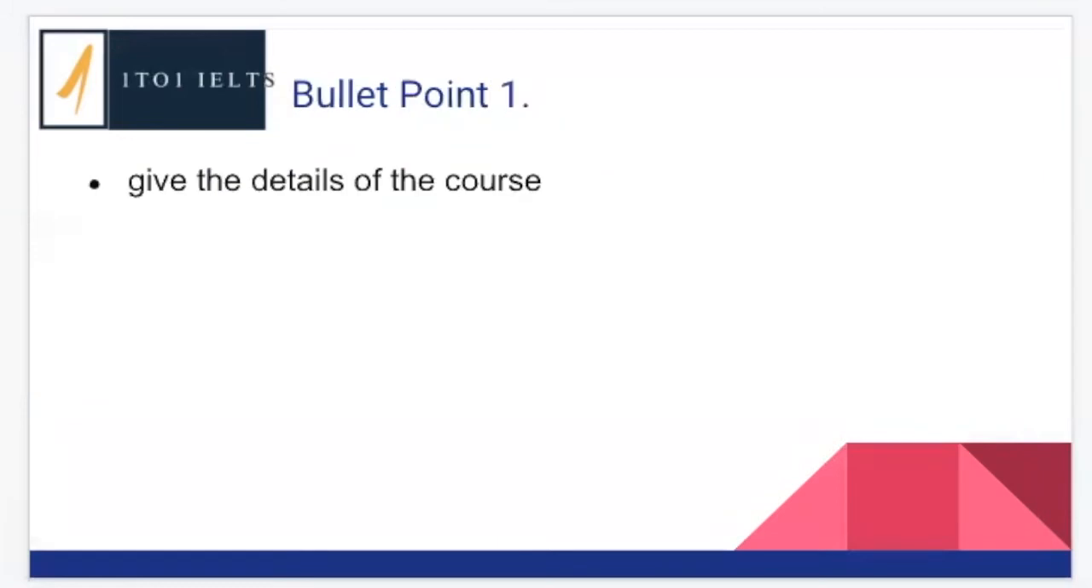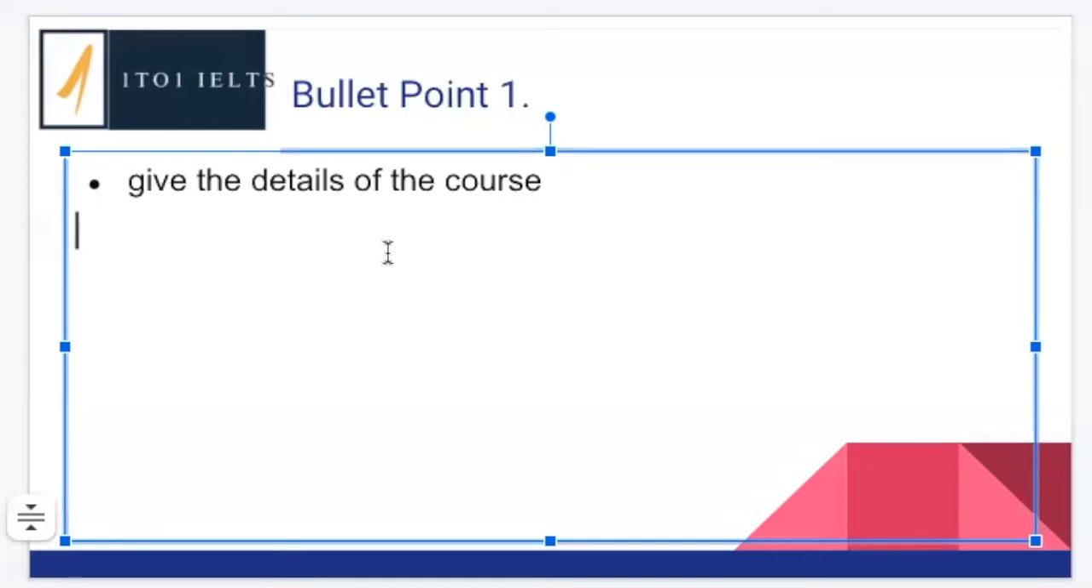Great. So let's move on and have a look at bullet point 1. And thank you for bringing that up, Revan, because it's these small little details that sometimes I think myself and other teachers might overlook because we're just like, oh, yeah, it's common the way we write that. So great. Details of the course. What kind of details could we give? Yeah, name, definitely.